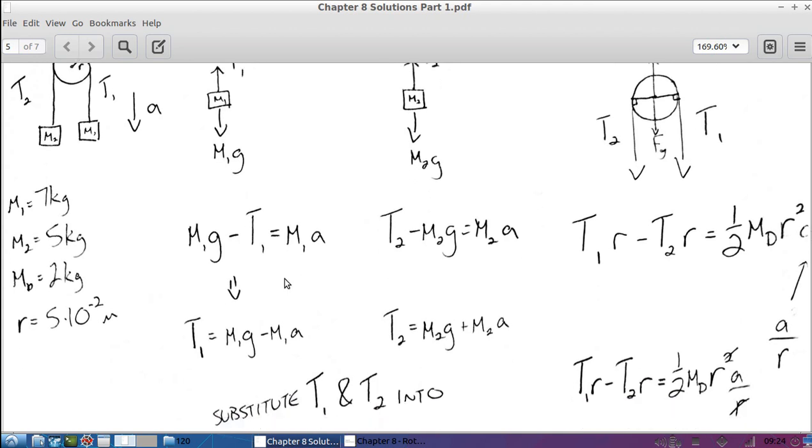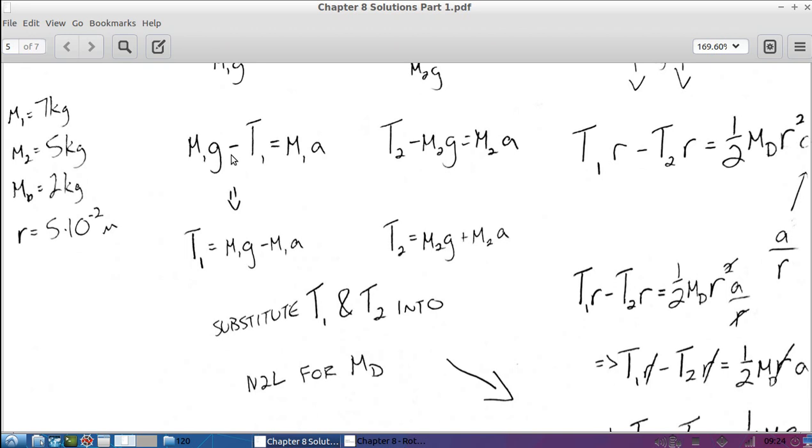So I need to find T1, T2, and A. So that's three variables, unfortunate, but I do have three equations. I think it should be possible to use the linear combination method to solve for this system, but I think that's going to be messy and complicated, so what I'm going to do is the substitution method.